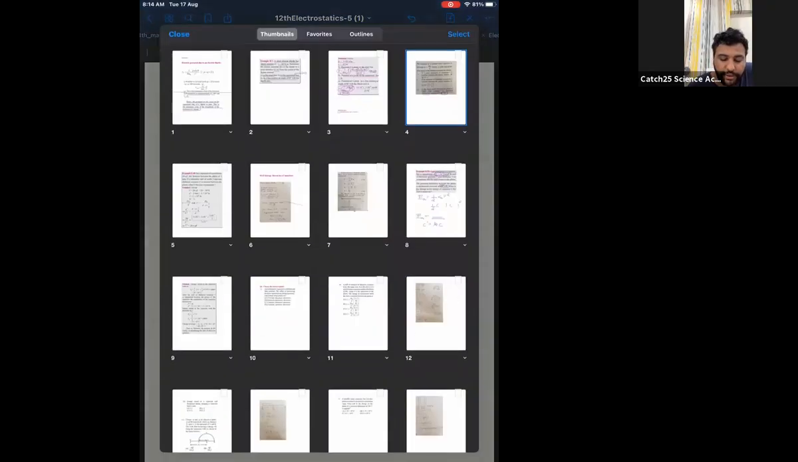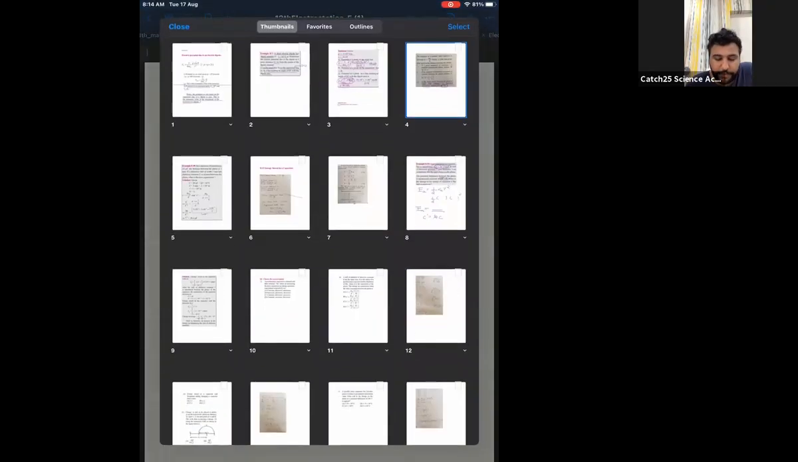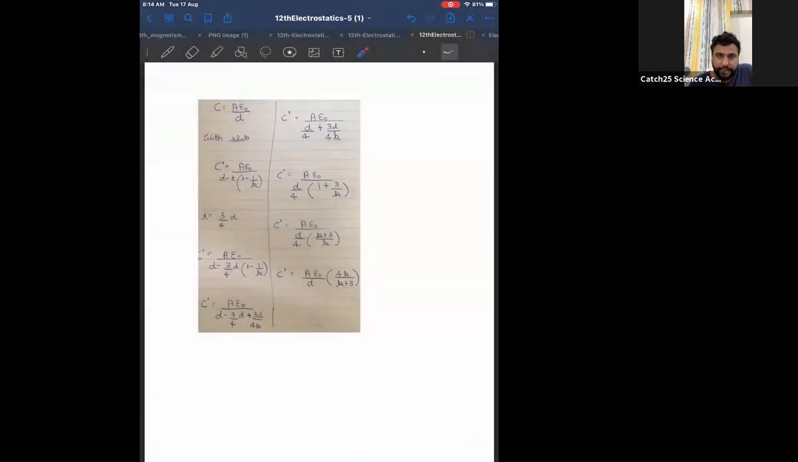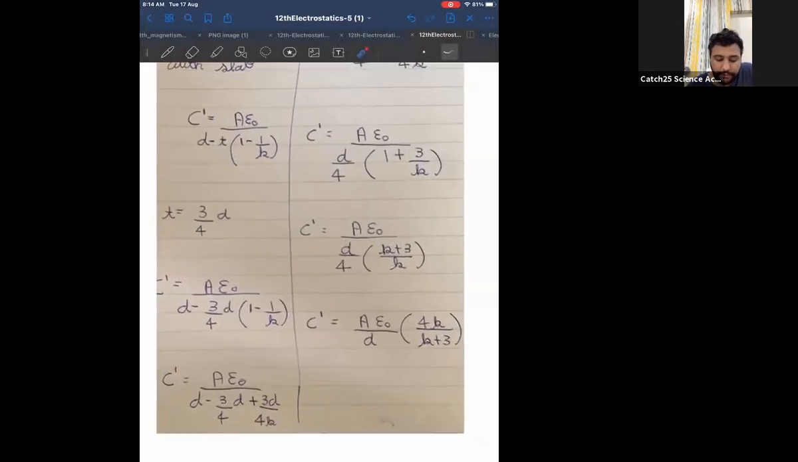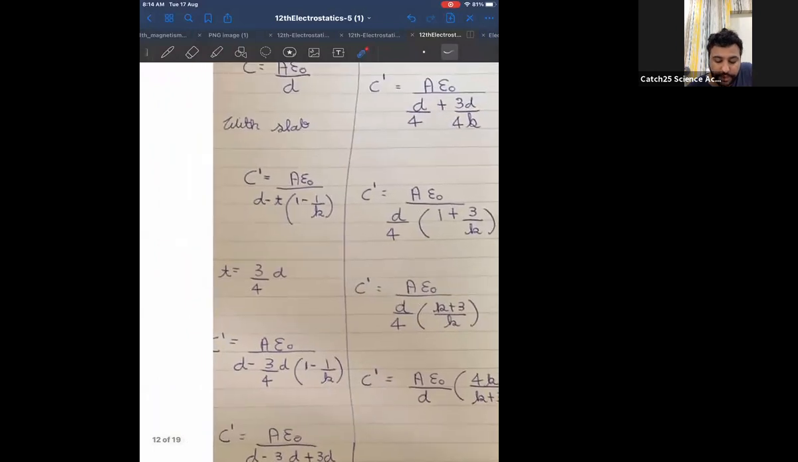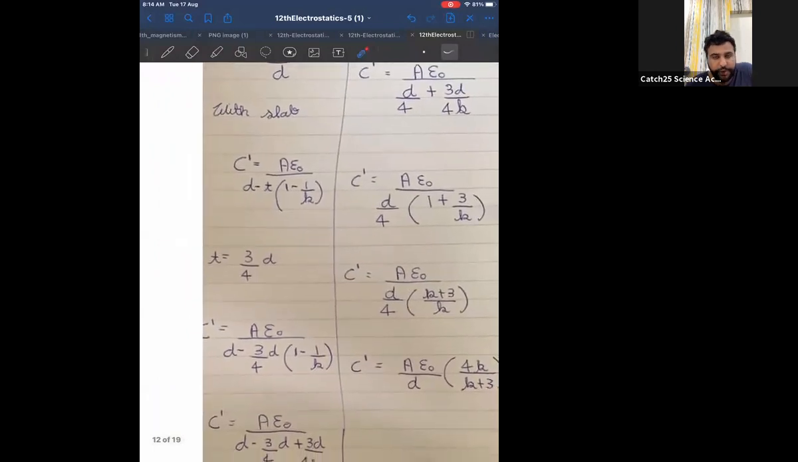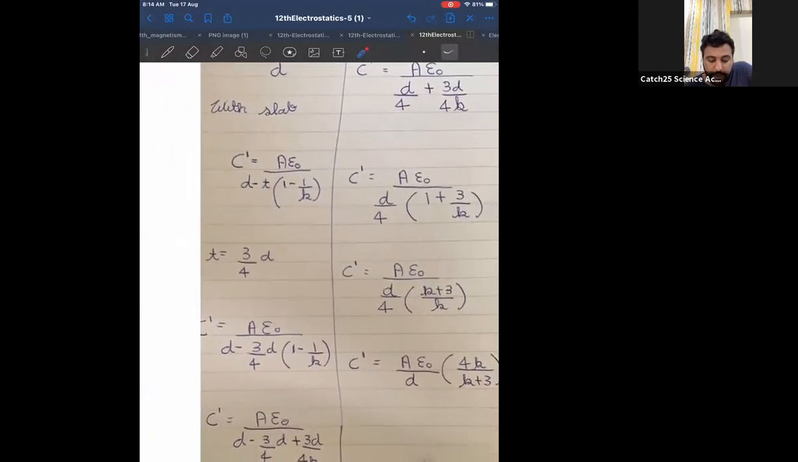Now, there's nothing more left. We just have to do math. I'm telling that because in this formula, I just need to put T equal to 3 by 4D. Now, if I put T equal to 3 by 4D into this formula, A epsilon naught as it is, D minus, instead of T, I put 3 by 4D into 1 minus 1 by K.